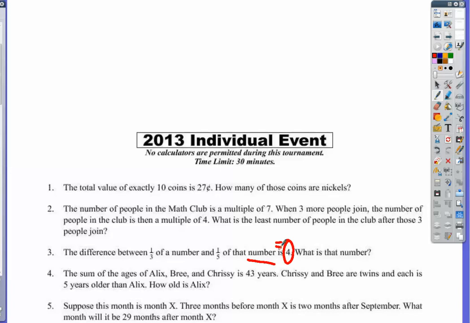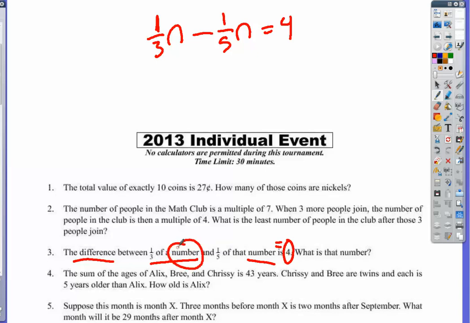I know the difference between 1/3 of a number, that means 1/3 times n, and difference means subtraction, and 1/5 of the number is 4. So I want to get used to writing equations, but that's actually not the easiest way to do this. The easiest way is to realize that since you have a whole number answer, the number we're looking for has to be a multiple of both 3 and 5.